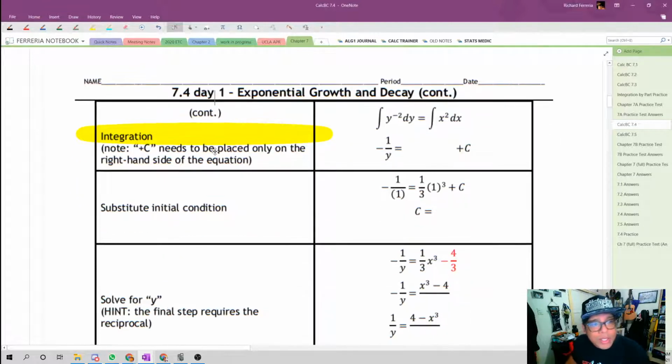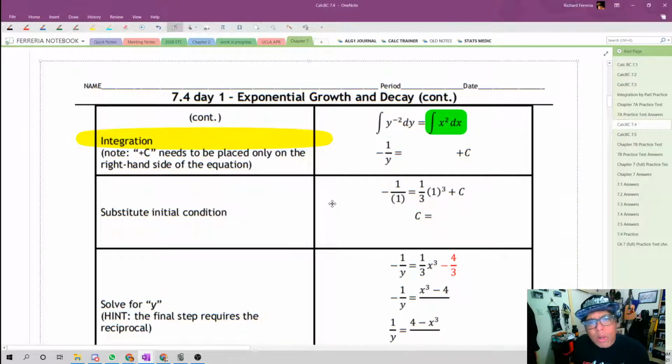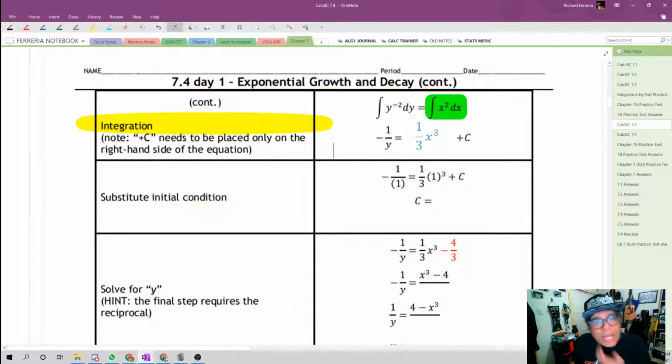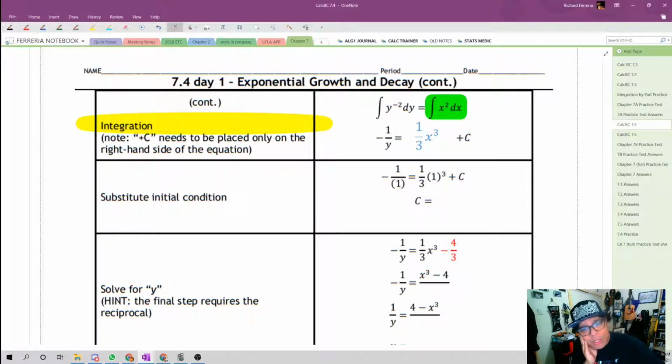On the next page, we need to actually integrate. There is a note here that says the plus c only needs to be on the right side, and we had a pretty in-depth discussion about that, I believe, in 6.2, maybe 6.3. So let's see what happens here. The antiderivative of y to the negative 2 power is just negative 1 over y. And now on the right side, we have to find the antiderivative of x squared dx, and that's just 1/3 x cubed.